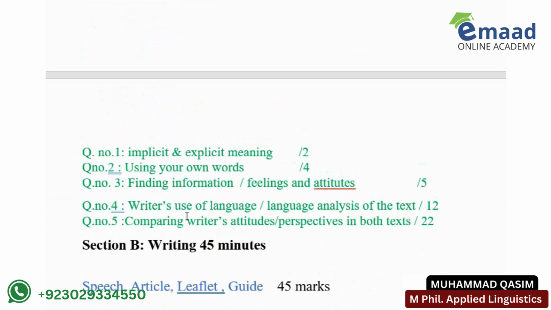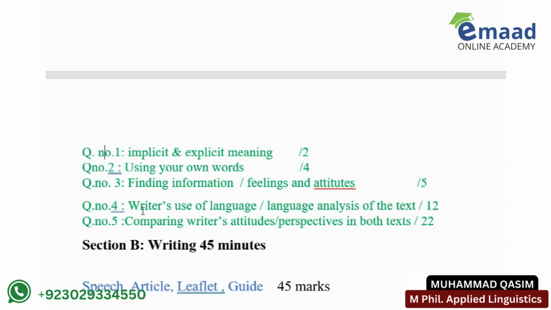Questions number 1, 2 and 3 are actually short response questions, worth 2 marks, 4 marks and 5 marks. There can be different kinds of questions among these short questions. They can be related to the explicit and implicit meaning of the text. These can be using-your-own-words questions. They can be related to feelings and attitude of the writer, or to finding some factual information from the text. So these are the short response questions.